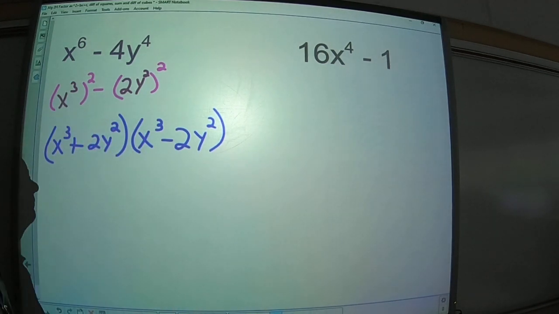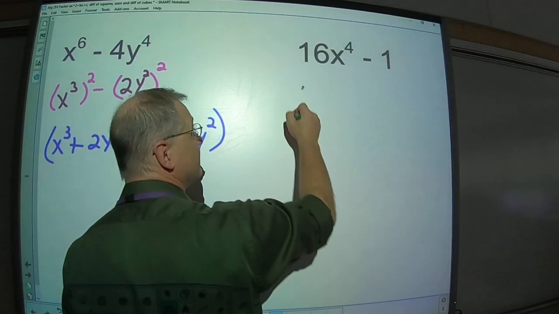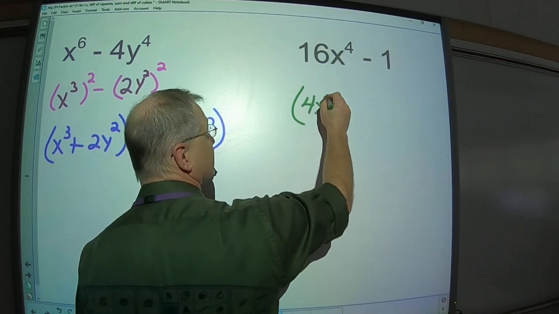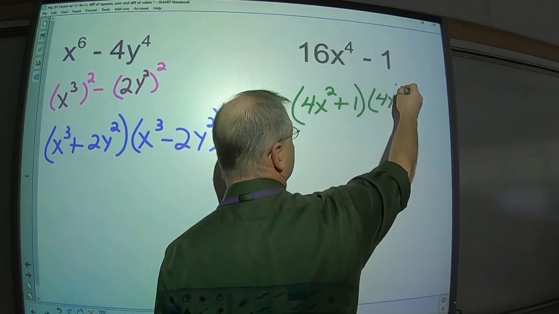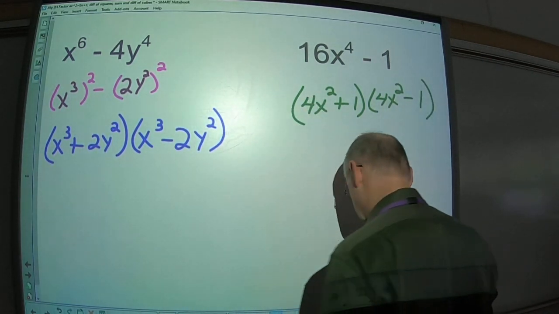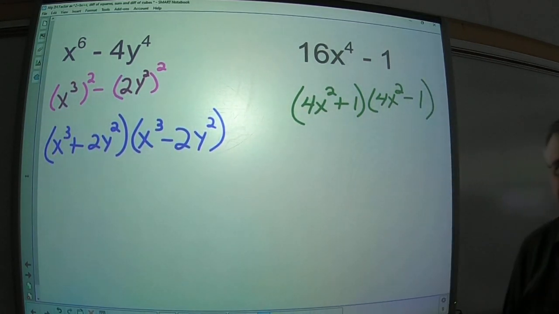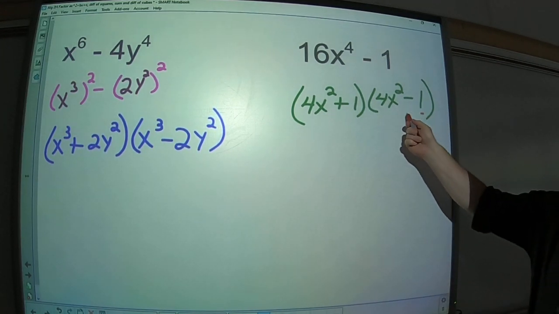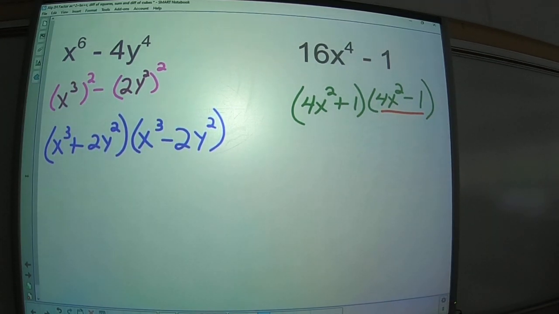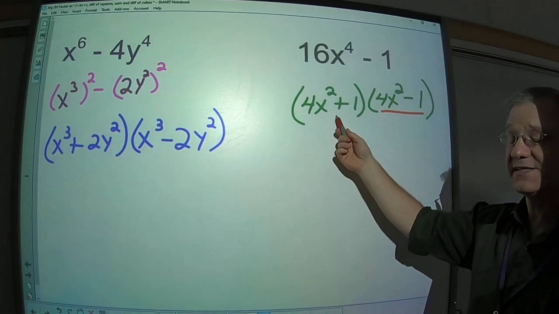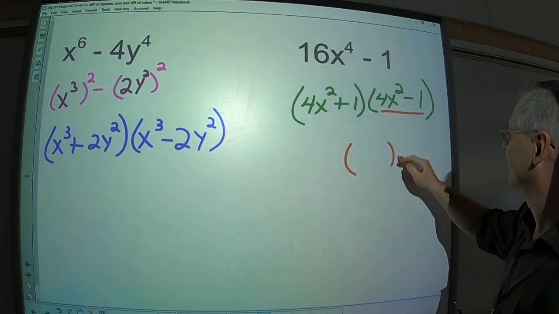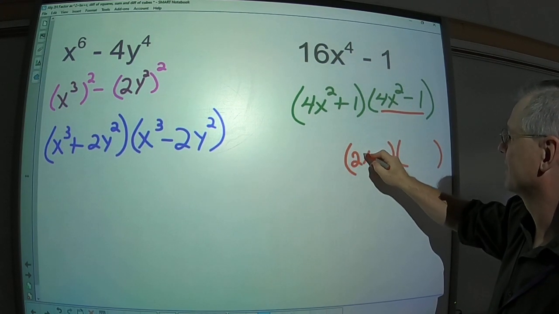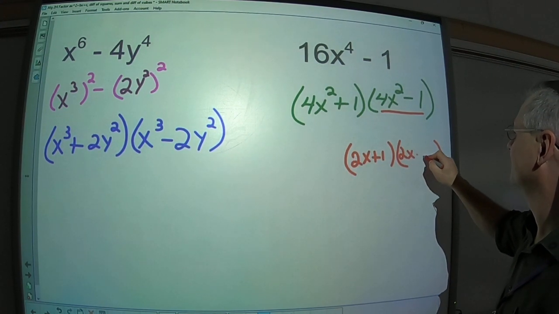All right, now using that same thought process, this one should be 4x squared plus 1, 4x squared minus 1. Well, that's great, but isn't that a difference of two squares? We can't do it with this one, that's a sum, but we can go another step here, and that one factors into 2x plus 1, 2x minus 1.